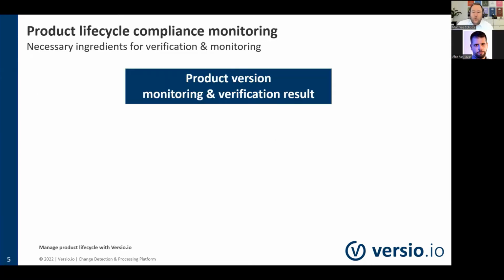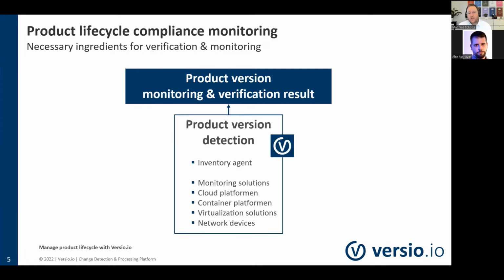What are the right ingredients to monitor and verify product version compliance? First, you need a mechanism to capture the product versions in use. The best way to do this is with an agent that inventories and documents product characteristics. Version.io provides the One Importer. It's a kind of agent that you can install on a host to capture all technology versions 100% automatically.